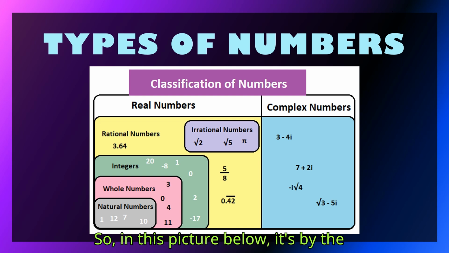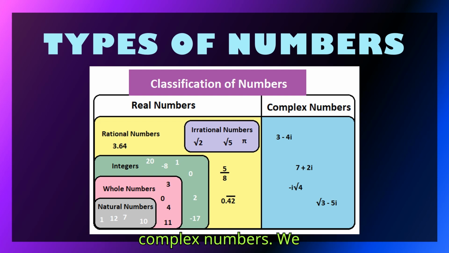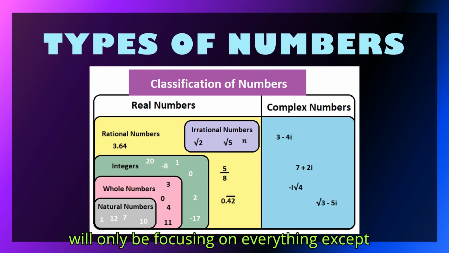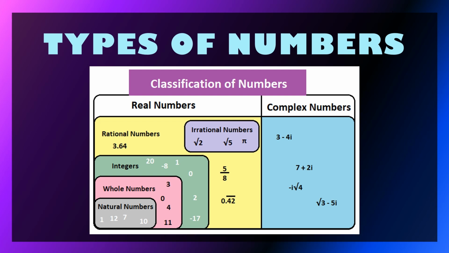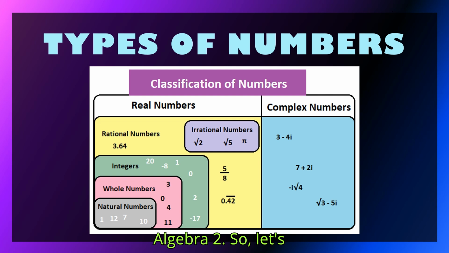So in this picture below, it's by BYJU's. You can see the different types of numbers that we have, such as the real numbers, rational numbers, irrational numbers, integers, whole numbers, natural numbers, and complex numbers. We will only be focusing on everything except complex numbers, since this is Algebra 1 and complex numbers usually show up in Algebra 2. Let's begin.